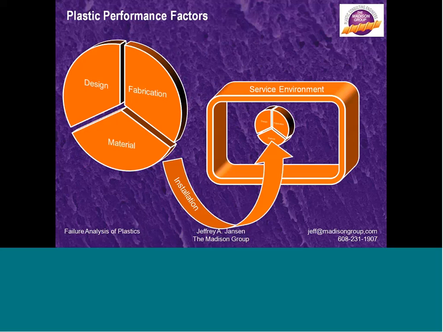And we need to think about them acting together. In fact, that's what this diagram is meant to be. We have our design, our fabrication, our material. That's the part. That's our as-produced molded part or formed part. Then we take that and we install it into the in-service environment, and now we've got all five things coming together, and that's the way we need to think about it. It's not just design, not just fabrication, not just material, but it's all five of those things acting together on our part, determining how well that part will perform in service.